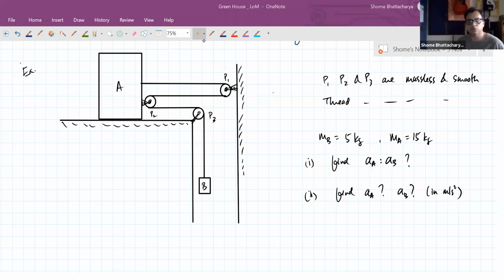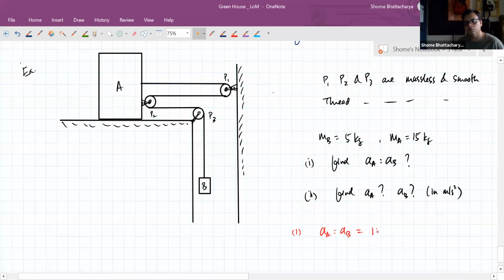Okay, so very good. Most of you have figured this out. I'm happy that the ratio of accelerations you will be getting is 1 is to 3. No. Acceleration of A will be one third of the acceleration of B. So let's understand why that will be.